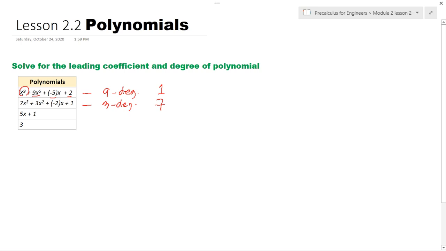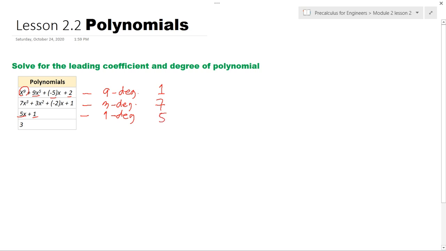How about the third one? We have 5x plus 1. So this is a binomial expression kasi 2 terms lang, 5x and 1. Yung degree niya, since x lang raised to the power of 1, therefore this is a 1 degree polynomial. And its leading coefficient, so yung katabi ng 1 degree, so you have 5 as the leading coefficient.